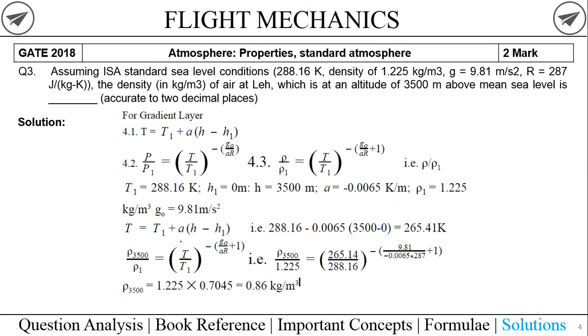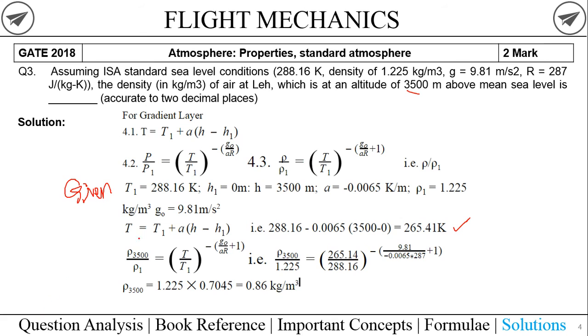Solving for the solution, first applying the 4.1 formula, we can see that T is equal to T1 plus or minus A times (H minus H1). Here T1 is the sea level temperature, 288.16, minus the lapse rate 0.0065 times H, the altitude at which we are focusing, that is 3500 meters, minus H1, the sea level height, which is 0 meters. When we solve this, we obtain a temperature of 265.41 Kelvin at an altitude of 3500 meters.